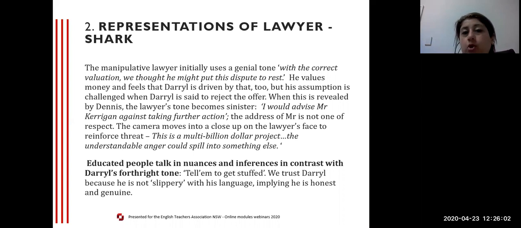Educated people talk in nuances and inferences. Daryl, who's quite simple, says it directly. And again, that is probably why we feel more comfortable with Daryl. He says, "tell them to get stuffed," rather than, "I don't think this is the correct thing." He's just interested in what he believes he's entitled to.